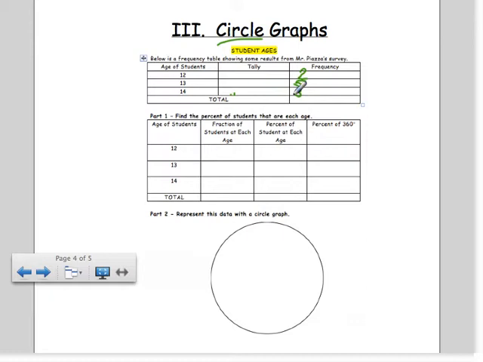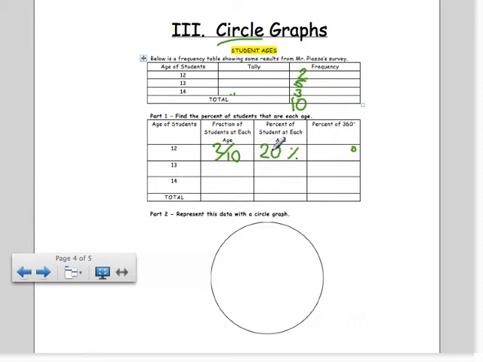And what I want to do is figure out how to represent this data with a circle graph by first figuring out how do I write that as a fraction, then how do I write that as a percent, and then how do I write that as degrees. So starting with the fraction, obviously you can see here that there's a total of 10 students. So that means that for the 12-year-olds, that's a total of 2 out of 10 students, which as a percent would be 20% of the group.